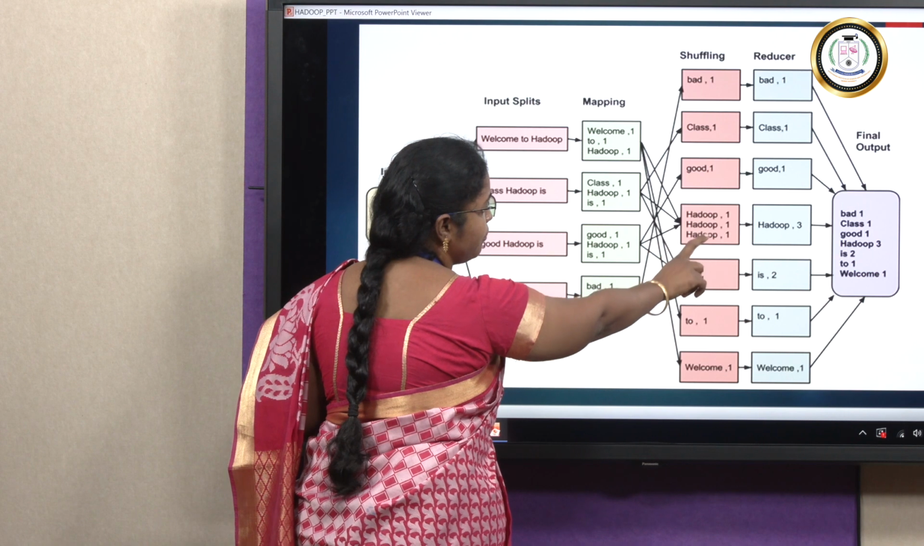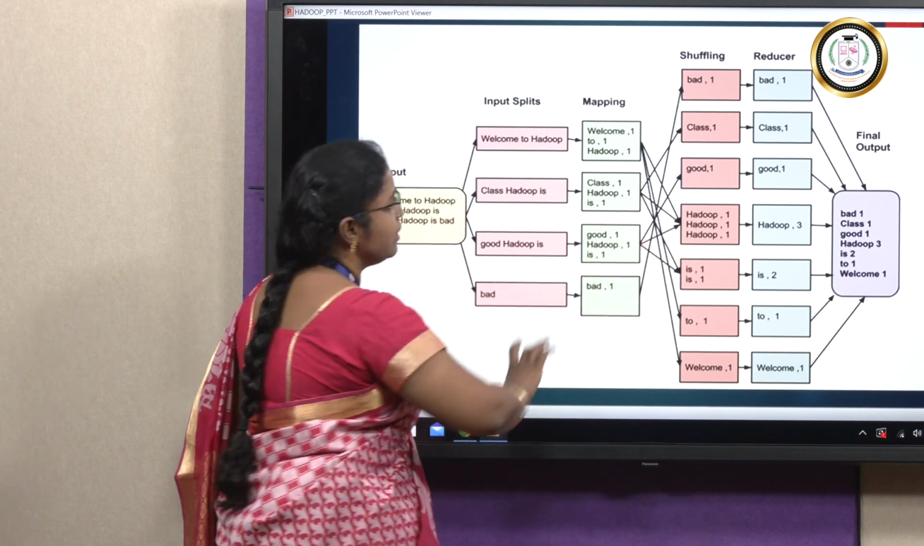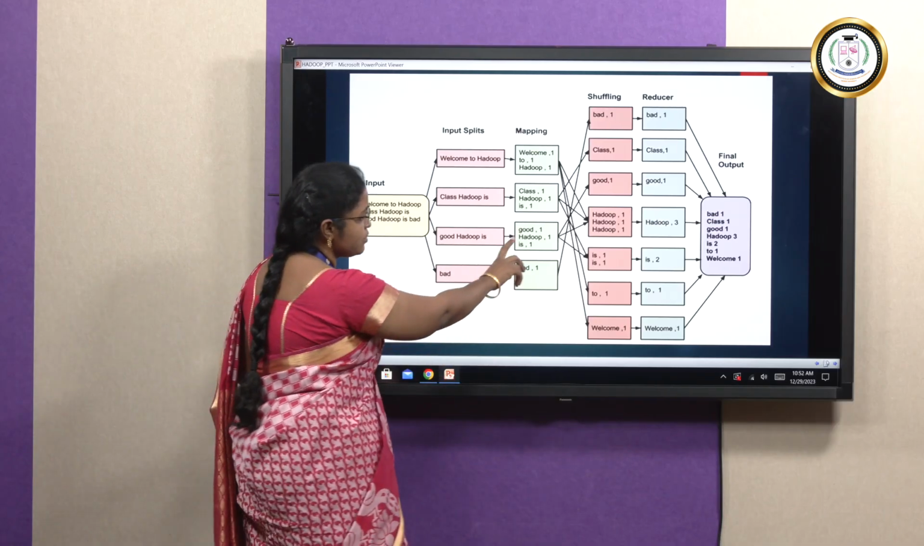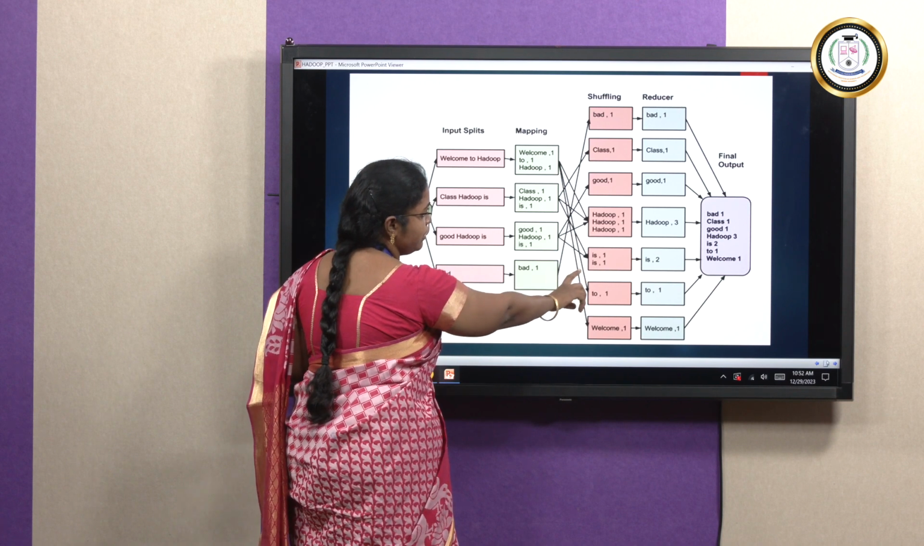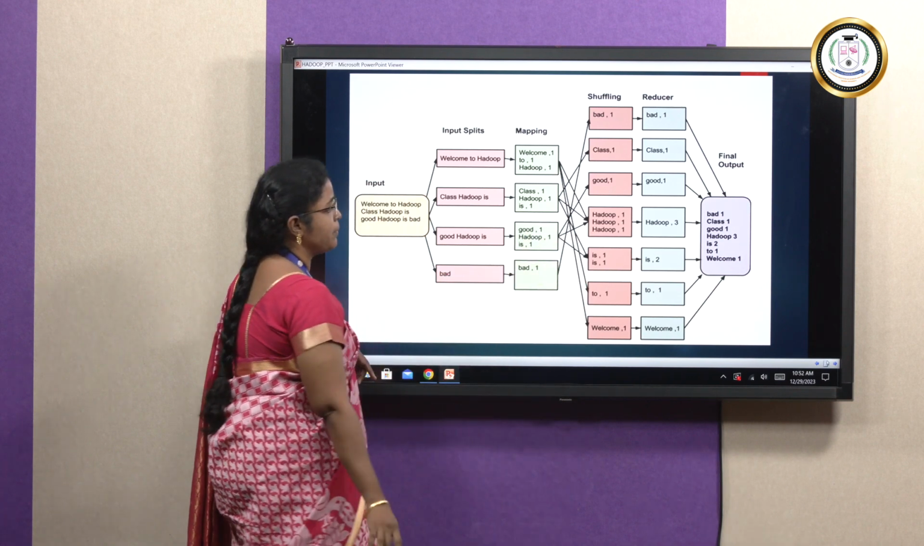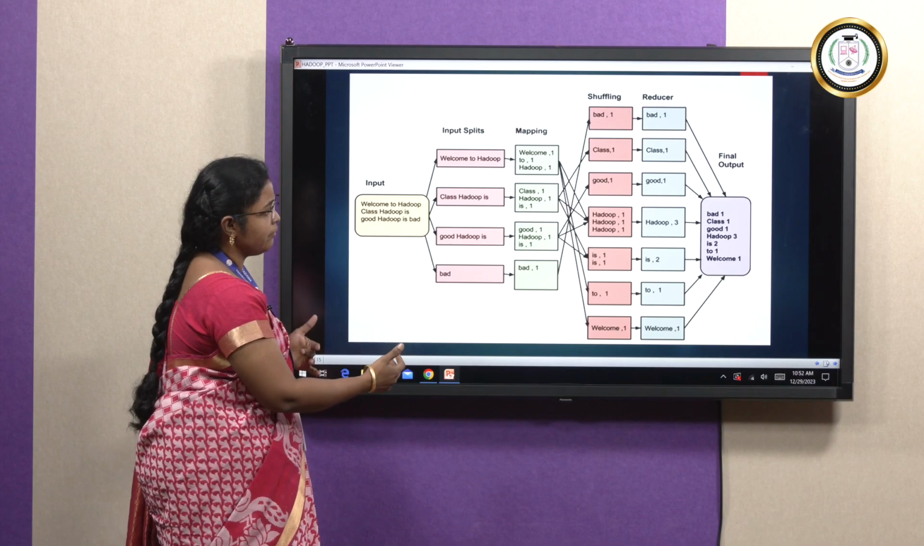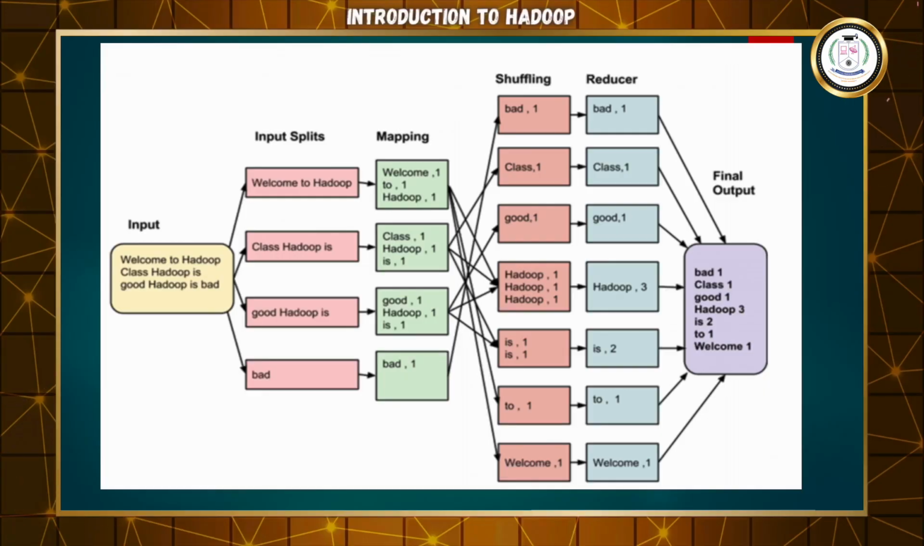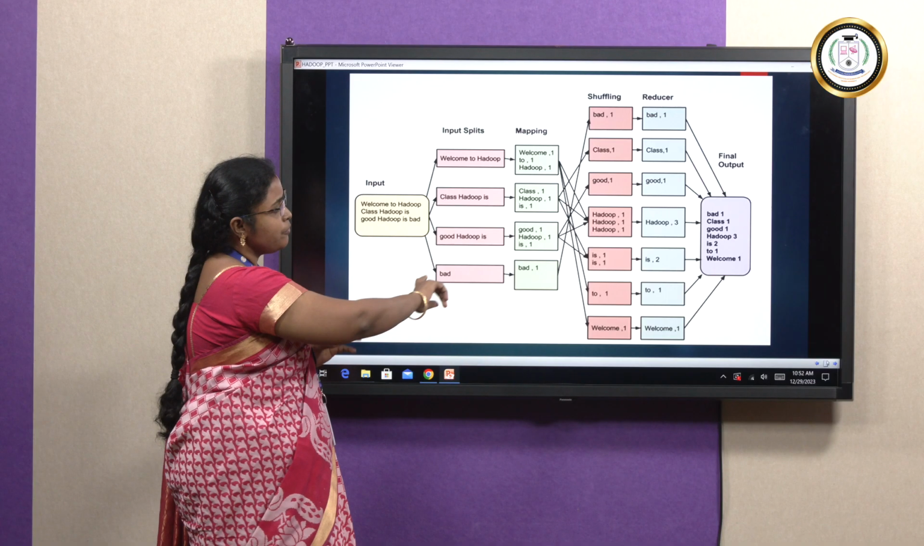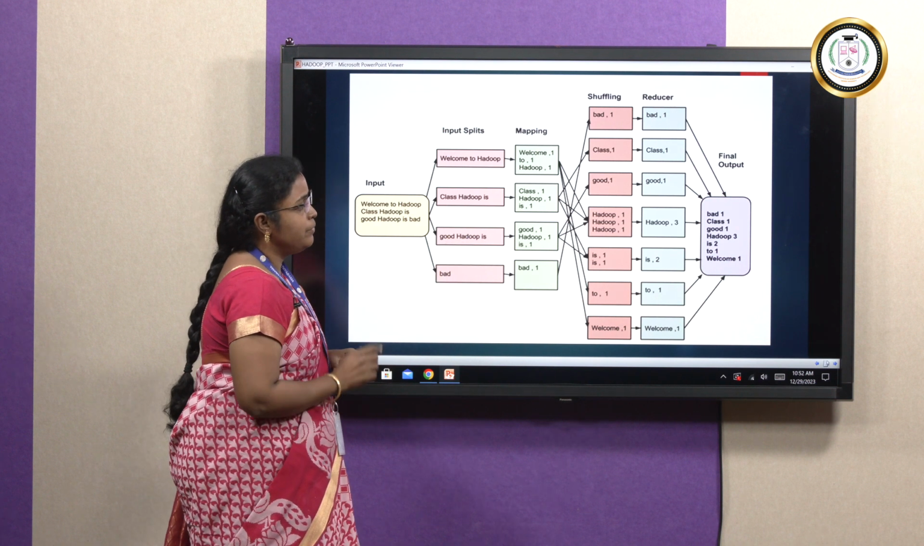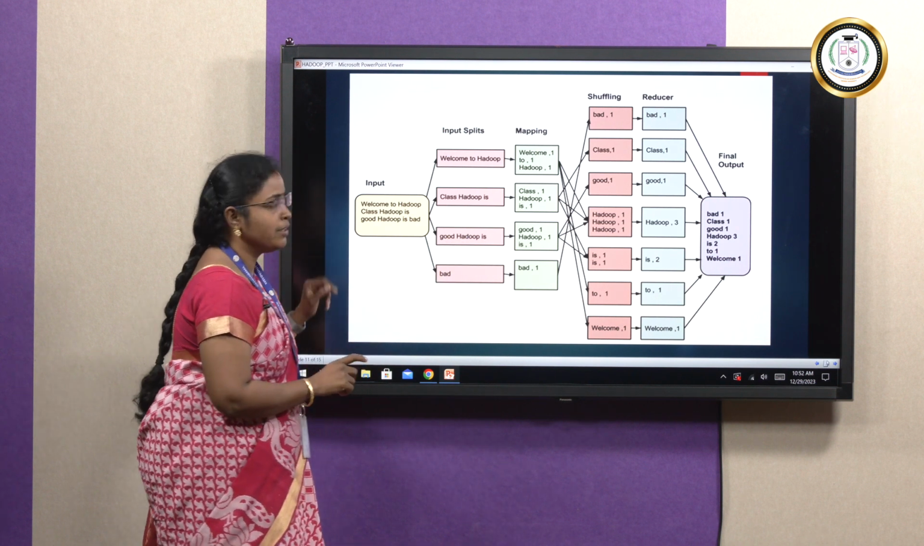So Hadoop 1, 1, 1, collected from the different map tasks. Then is 2 times occurred, that is 1 collected from the different map tasks. Same thing 2, 1 and welcome 1. Finally, the reducer is going to reduce everything, that is bad 1, class 1, good 1, Hadoop 3 times it occurred, so Hadoop 3, then is 2 times occurred, so is 2, then 2 and welcome is 1 times occurred. So finally, we are getting the word count for the particular input.